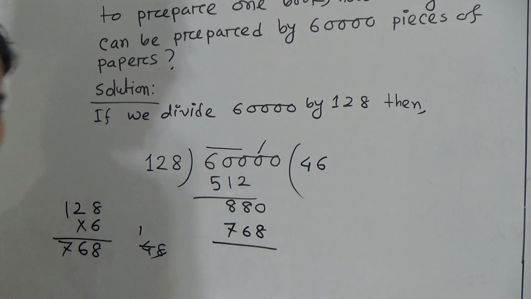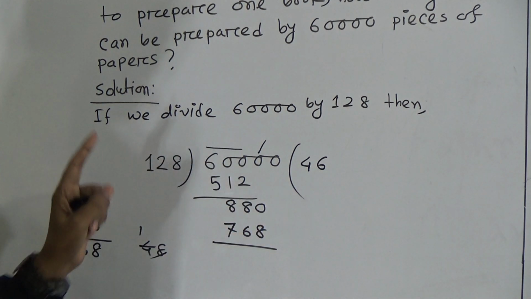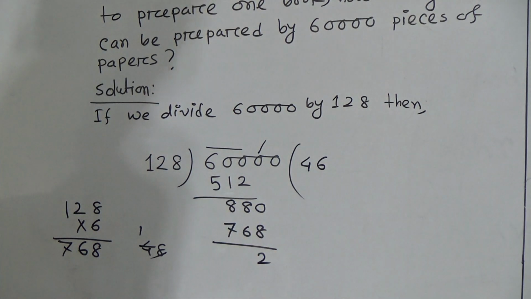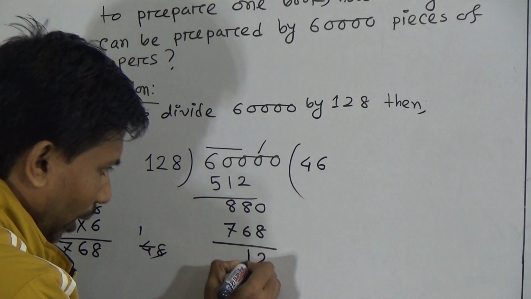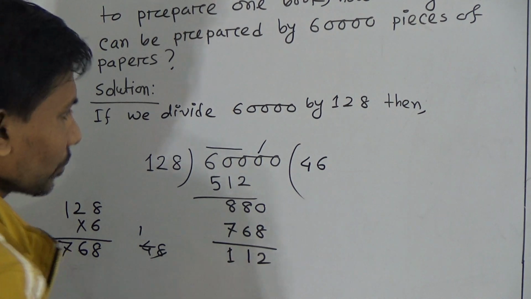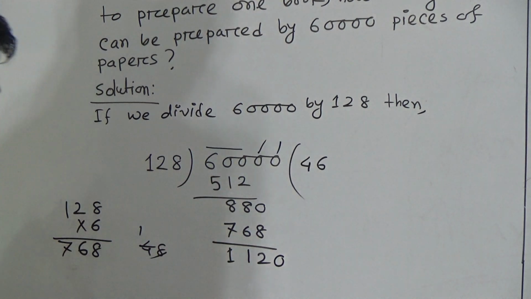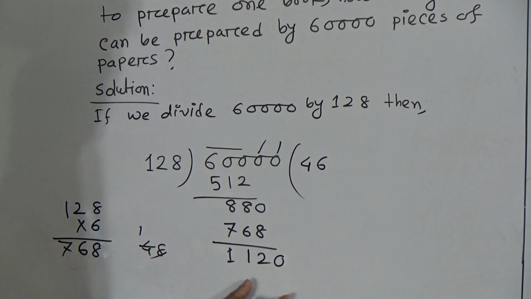Now put here 768. Now similarly subtract. 0 minus 8, that means 0 means 10. 10 minus 8 equal to 2. And you have 1 in your hand. 1 plus 6, 7. 8 minus 7 equal to 1. Now 8 minus 7 equal to 1. Now you bring down this 0 in here. Now it becomes 1120.